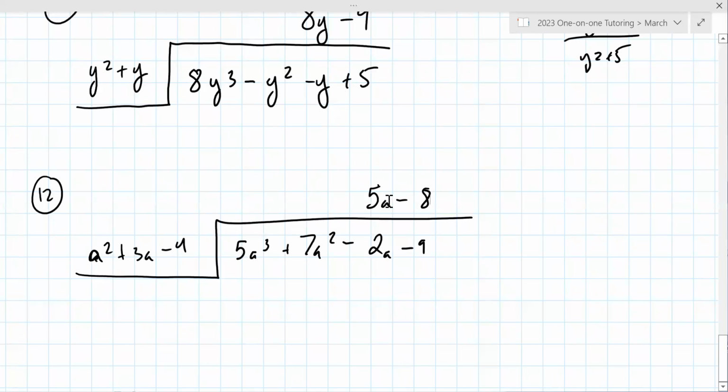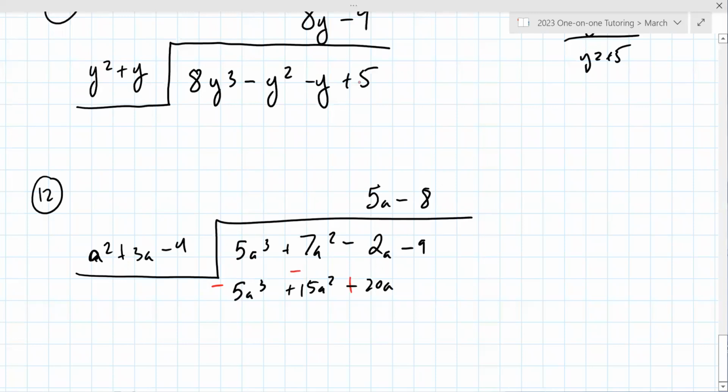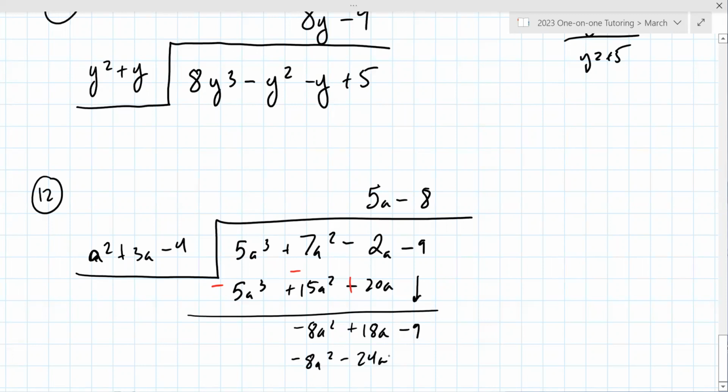So let's go through the 5a. Excuse me, 5a cubed plus 15a squared minus 20a. You have to change the signs of everything. So that gets you down to minus 8a squared plus 18a. Does that match? Minus 8? Oh, plus 18. Yes, 18. Then you bring down the minus 9. We already know it's minus 8, so that's minus 8a squared minus 24a plus 32.